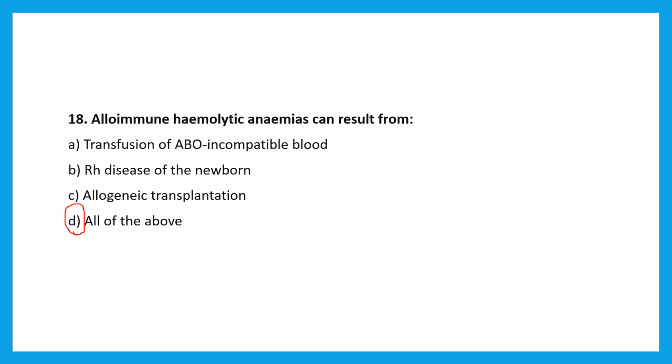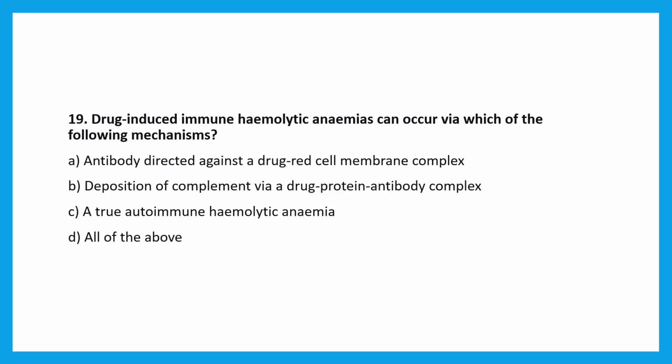autoimmune hemolytic anemias. Okay. Number 19, drug-induced immune hemolytic anemias can occur via which of the following mechanisms? Drug-induced, remember, A, antibody directed against a drug red cell membrane complex, B, deposition of complement via drug protein antibody complex, then C, a true autoimmune hemolytic anemia, and D, all of the above.